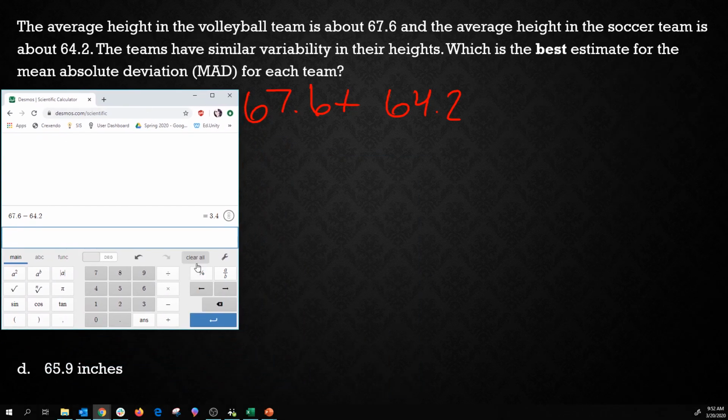So let's add those two average heights together. So 67.6 plus 64.2. And then I'm going to take that average height and divide it by 2. And this is going to give me the mean absolute deviation for these two heights. Now, technically what we need to do here is figure out if this is our mean absolute deviation.